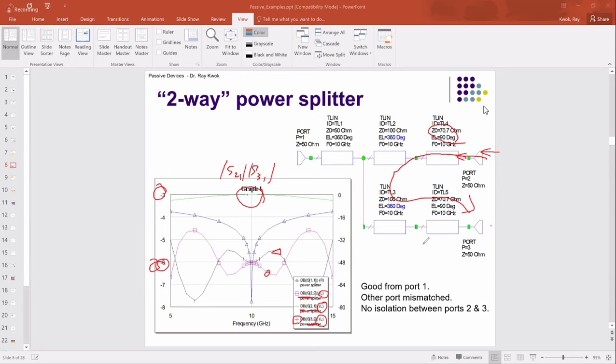But what it does give you is, if you look at the blue curve, the blue curve is S11, on the right scale. If you look at that single frequency, this is the ideal circuit, but it's basically a very good match. Exactly a 50 ohm match on the input side. Any questions?